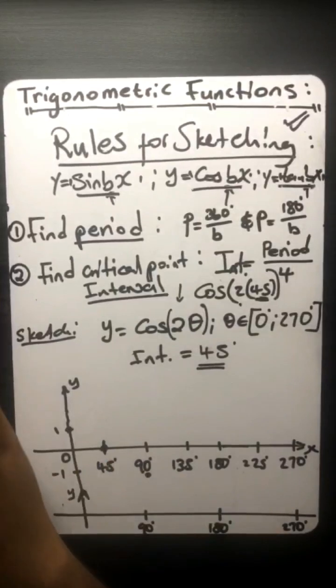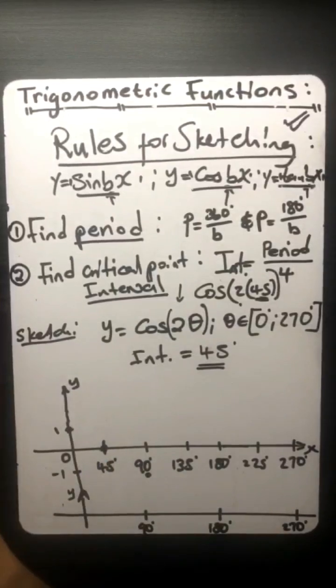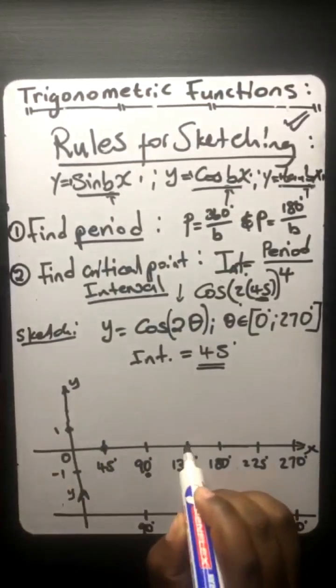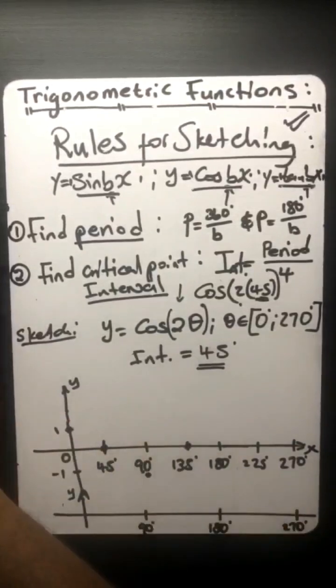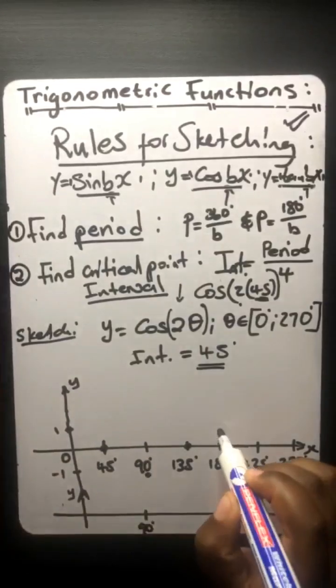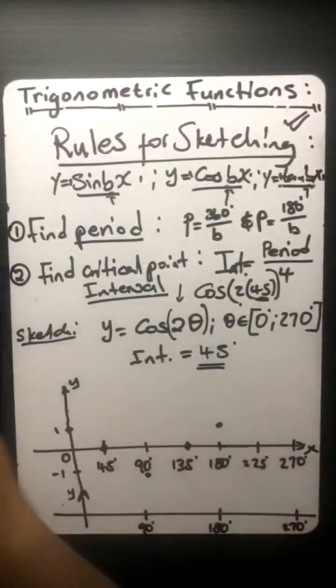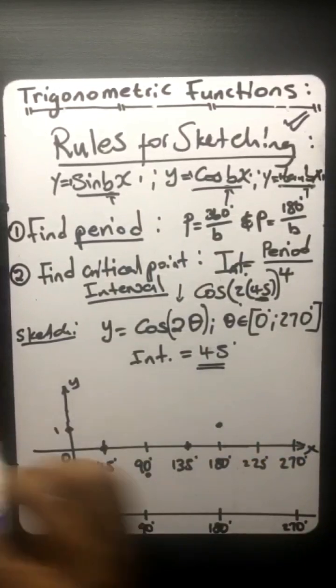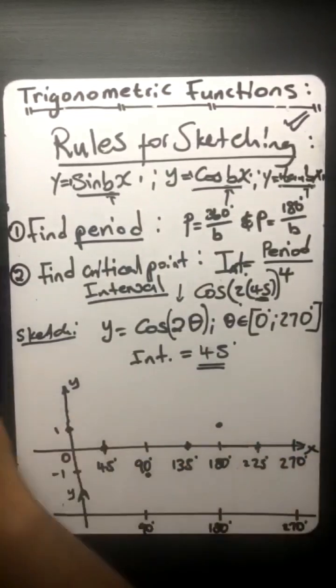I'm going to move on to the next one, being 135. I'm getting 0 there. I'm going to the next one, which is 180. I'm getting +1, which is there. Now I'm going to the next one, which is 225. I'm getting 0 there. I'm going to that last one.